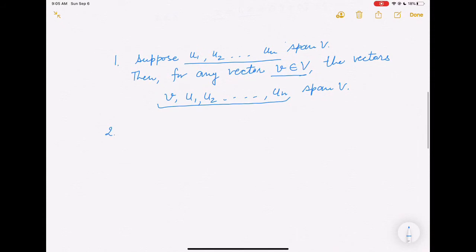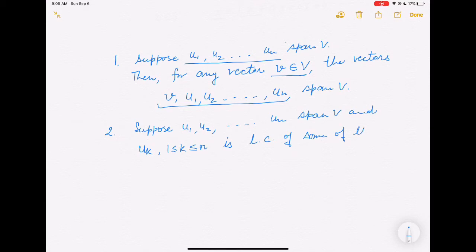Second point, suppose u1, u2, ..., un span V and uk, where k is 1 to n, that is uk is one of the u1, u2, ..., un, is a linear combination of the sum of the ui's, then the ui's without uk also span V.